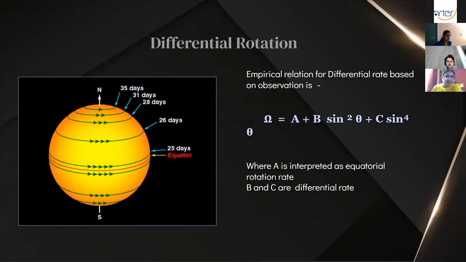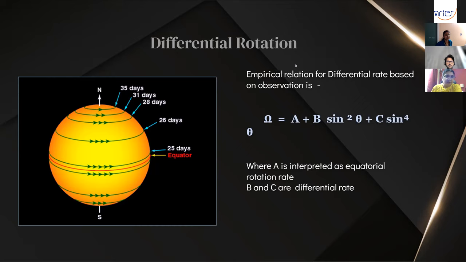First, I will give a brief introduction about what differential rotation is. As we all know, the Sun doesn't rotate as a rigid body; it rotates differentially. The equator rotates faster than the pole. As you can see in the left cartoon image, going from the equator to the pole, the rotation rate is decreasing.